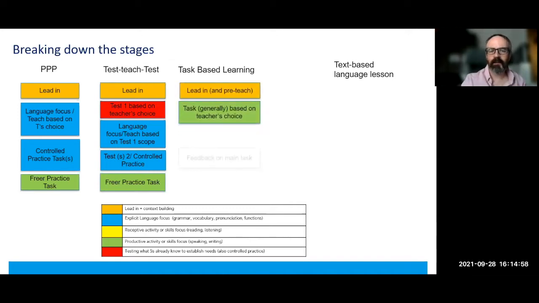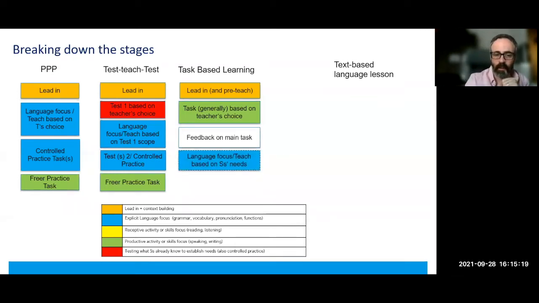With task-based learning, we have the task, which is generally productive, where students get to complete the task. It could be writing or written work. It could be speaking or spoken work. And then there's the feedback stage, both the teacher and the students feeding back on how it went, what problems they had. And from this, the teacher can make a decision on what needs to be taught.